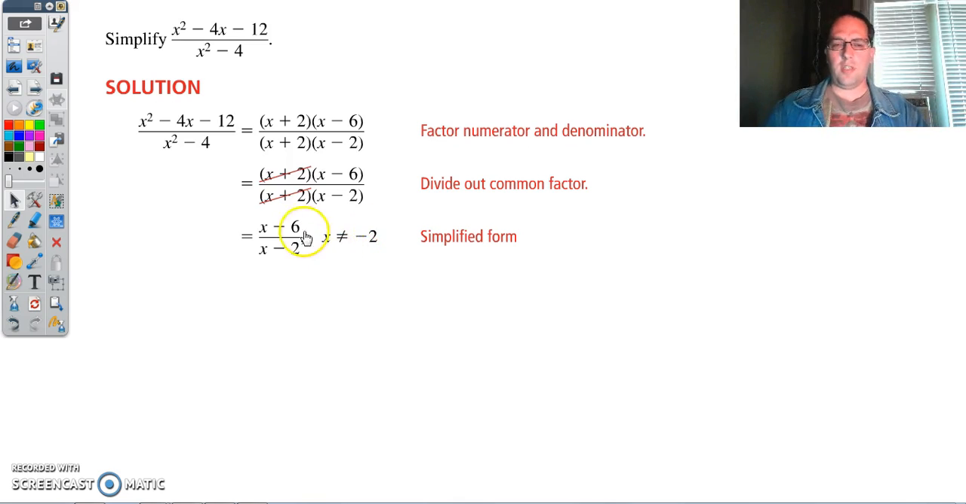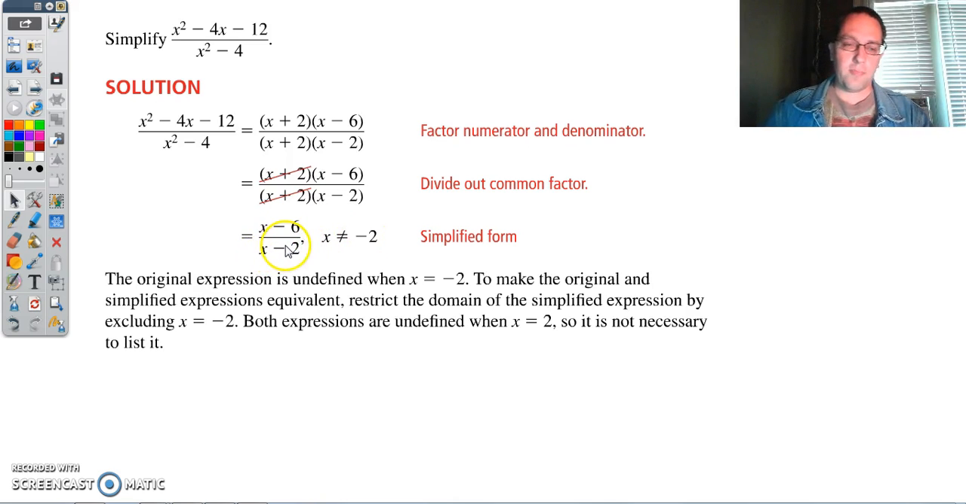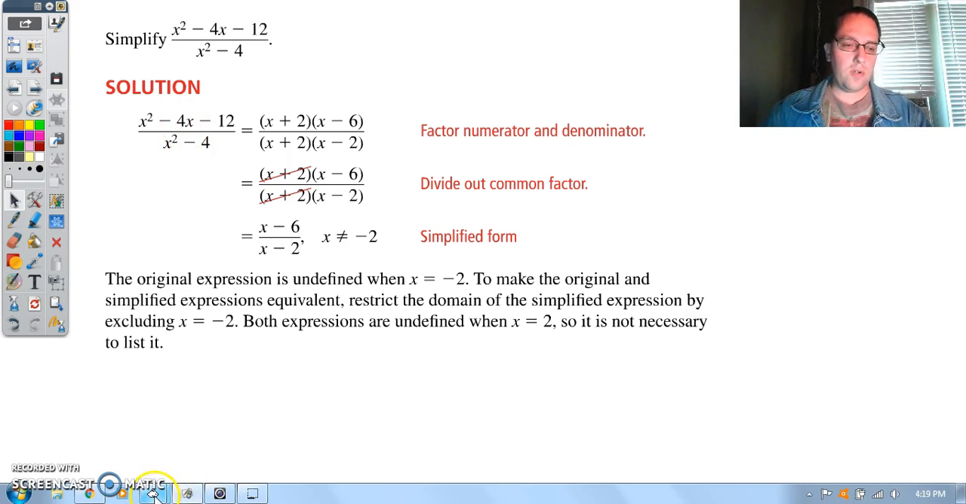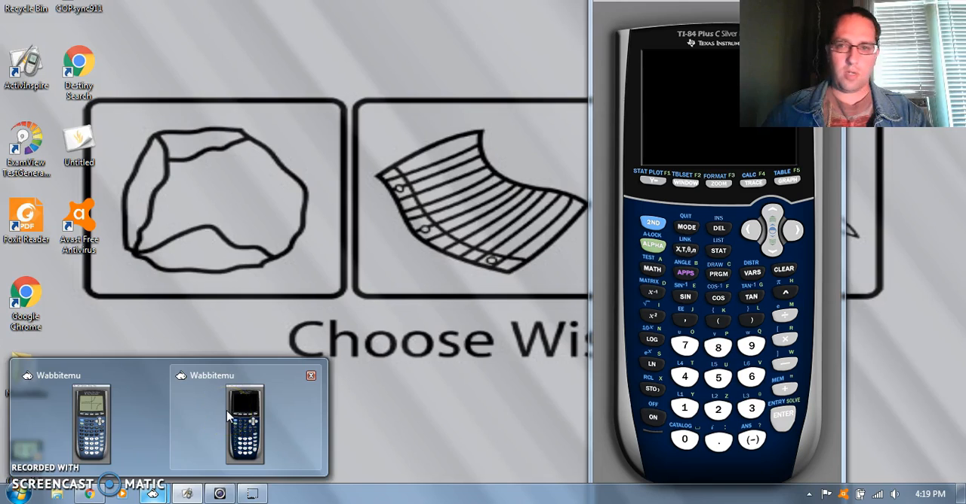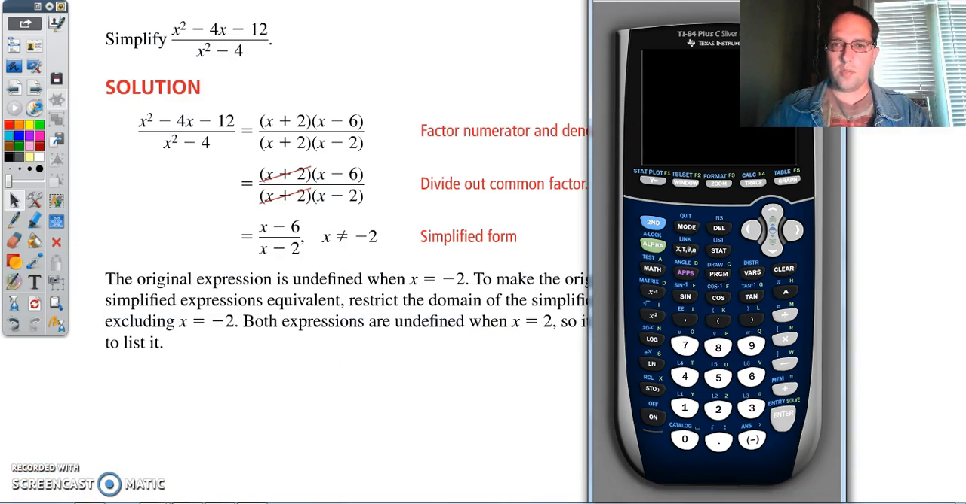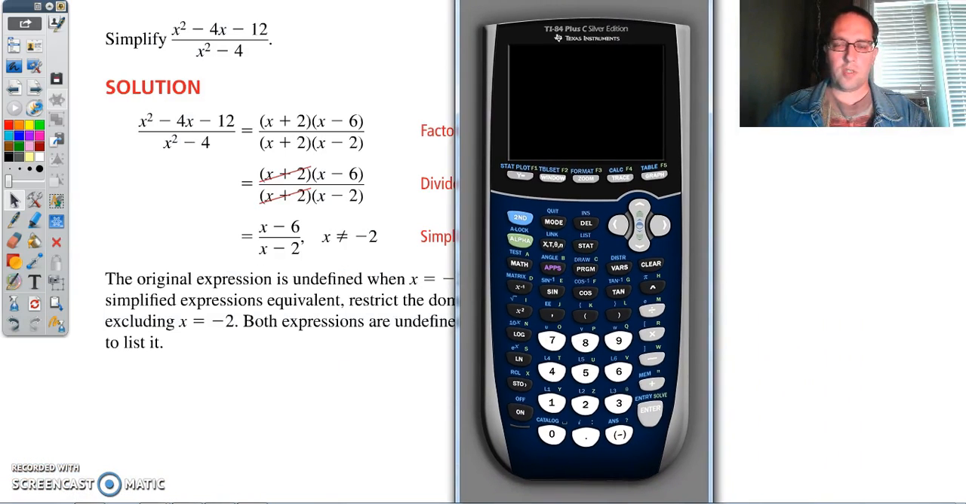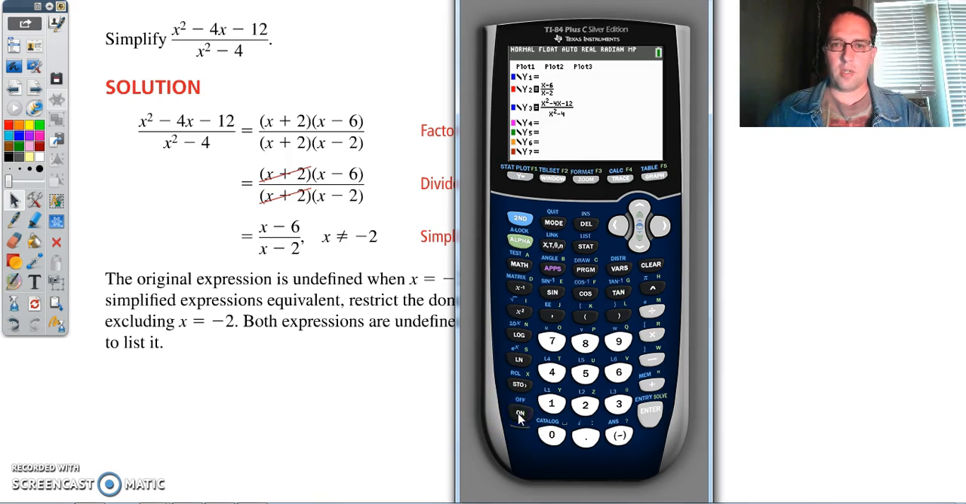Now, why do we have to say this whole doesn't equal negative 2 stuff? Well, if you remember, this is supposed to be a simplified form of the original, right? And if we look at the graph on this one, I want this one right here. Let's move this over. There we go. Turn on my calculator. Okay, so you see I have these in here. The simplified version is the red one. The original version is the blue one.